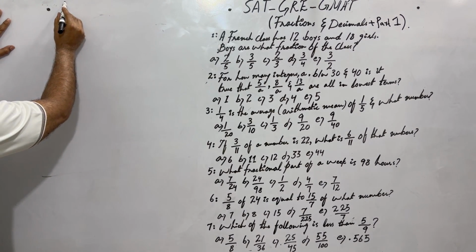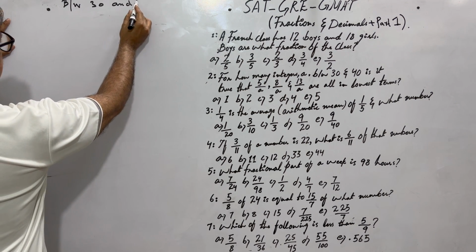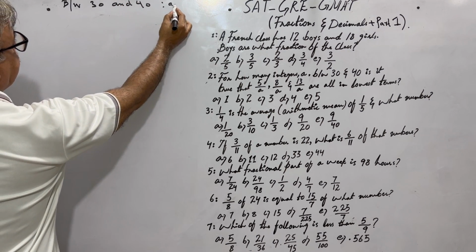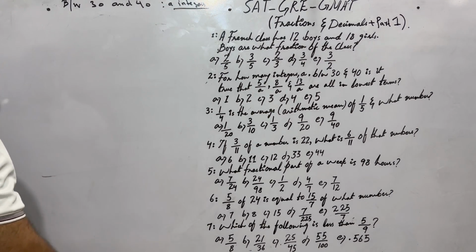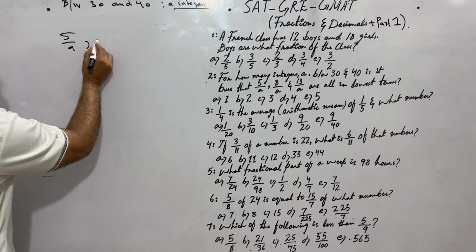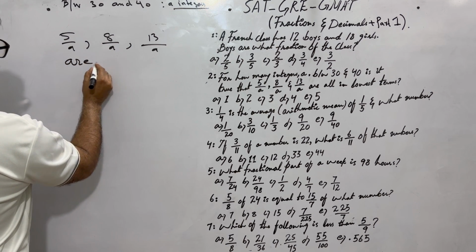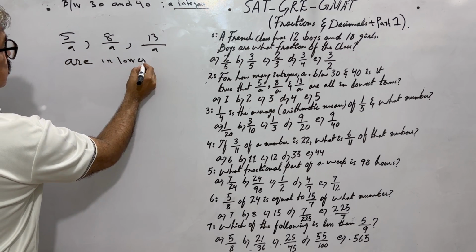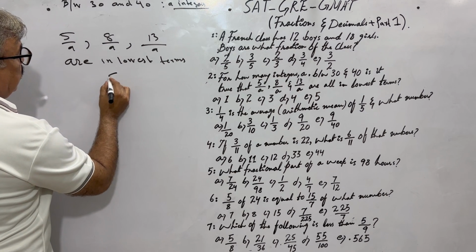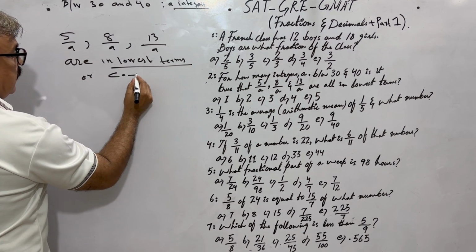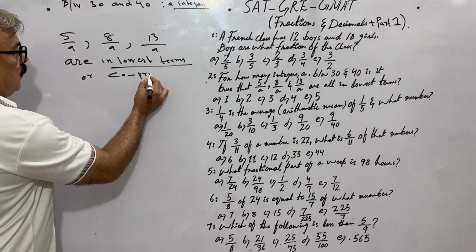5 over a, with a between 30 and 40. How many integers are possible where 5 over a, 8 over a and 13 over a are in lowest terms? Or one can write that they are co-prime: 5 and a are co-prime, 8 and a are co-prime, 13 and a are co-prime.